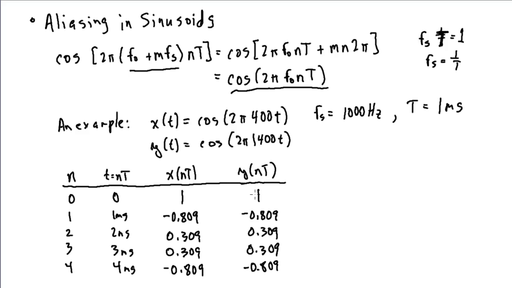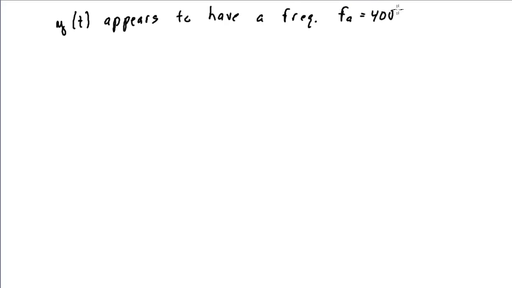So looking at this table, which is all I have, I can't determine what the original frequency was if I'm violating that Nyquist criteria. So in this particular case, y of t appears to have a frequency I'll call Fa equal to 400 hertz.